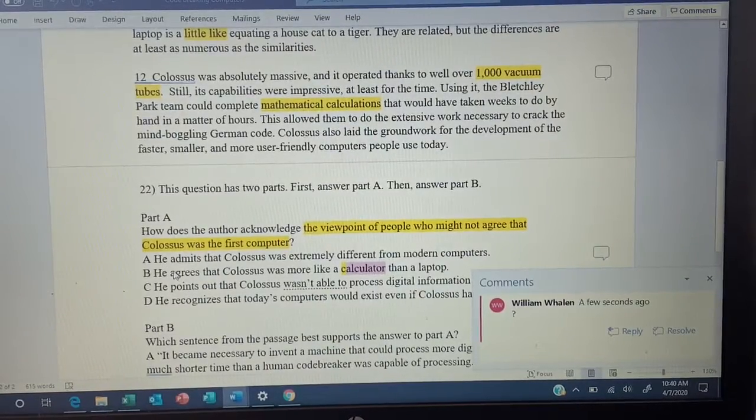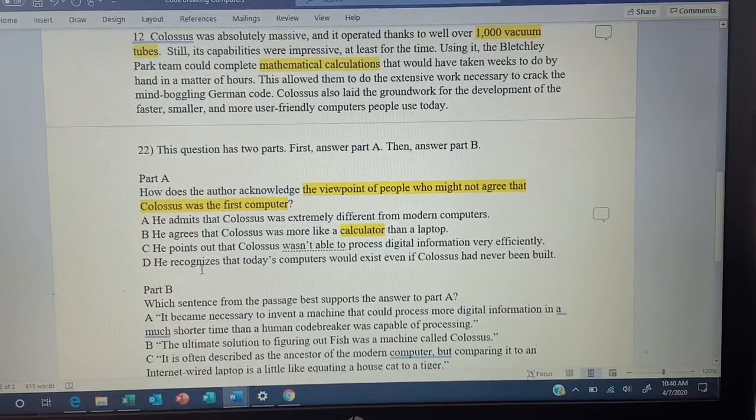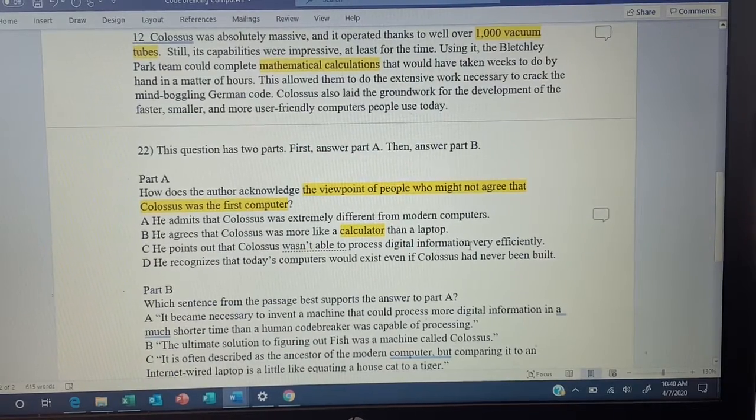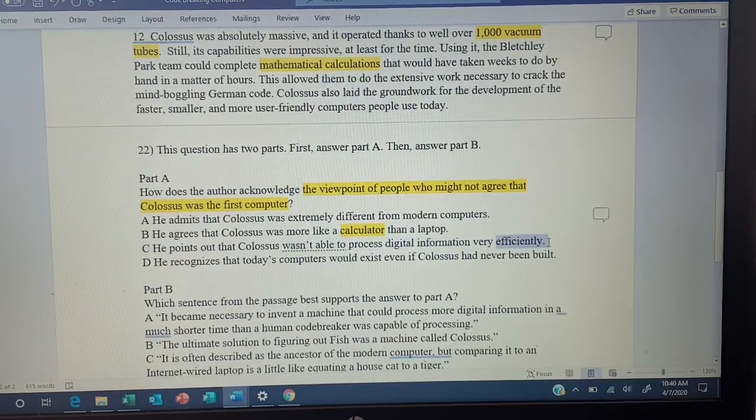Now I look at C. C says he points out that Colossus wasn't able to process digital information very efficiently. And in the paragraph we just read, there's nothing about efficiency that's mentioned, so I'm thinking that's not it.